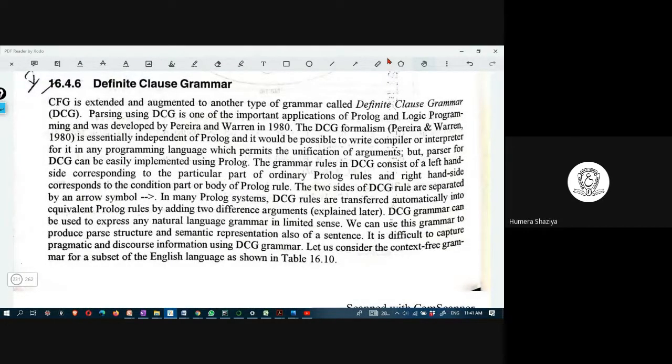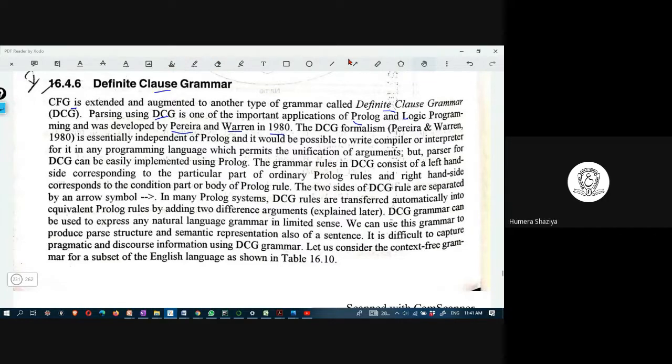So far, we covered link parser, chart parser, simple transition network, recursive transition network, and augmented transition network. This is another kind of method by which a statement or sentence could be parsed. Context-free grammar is extended to another type of grammar, known as definite clause grammar. Parsing using definite clause grammar is an important application of Prolog and logic programming, and it was developed by Pereira and Warren in 1980.